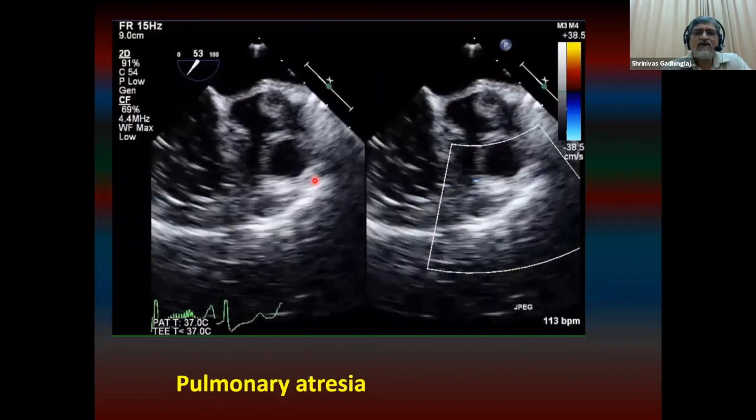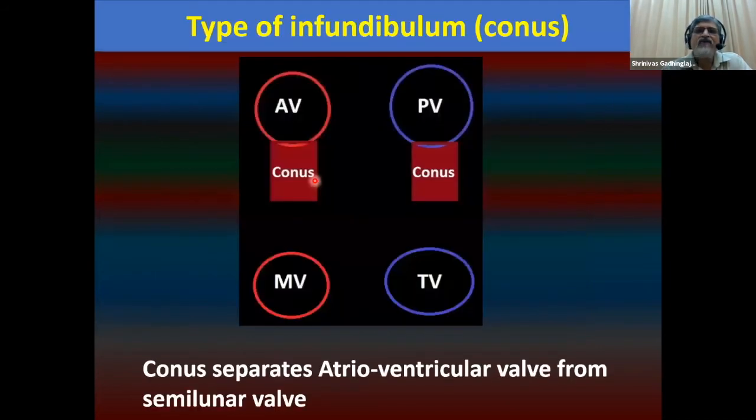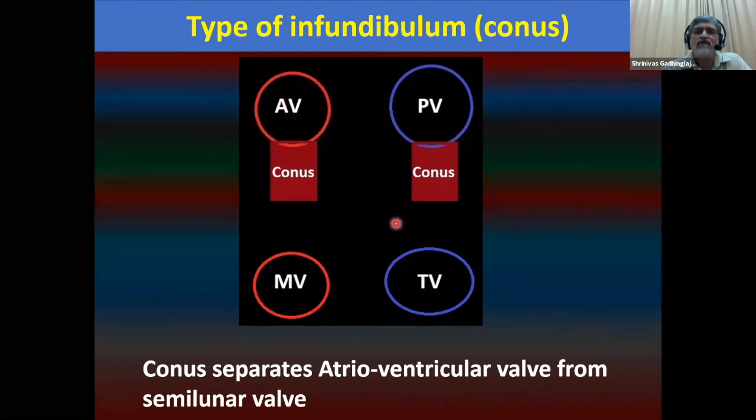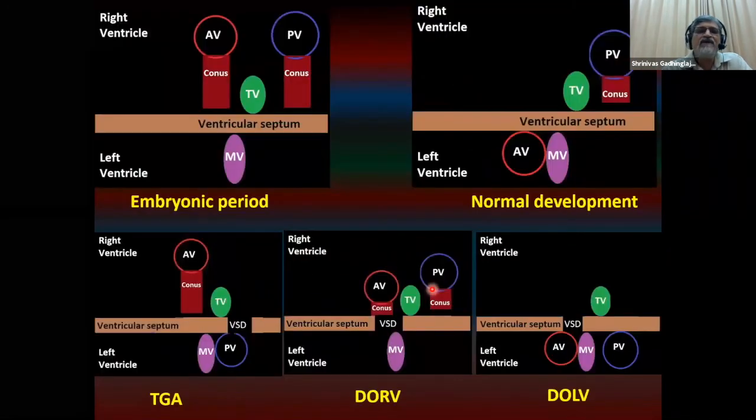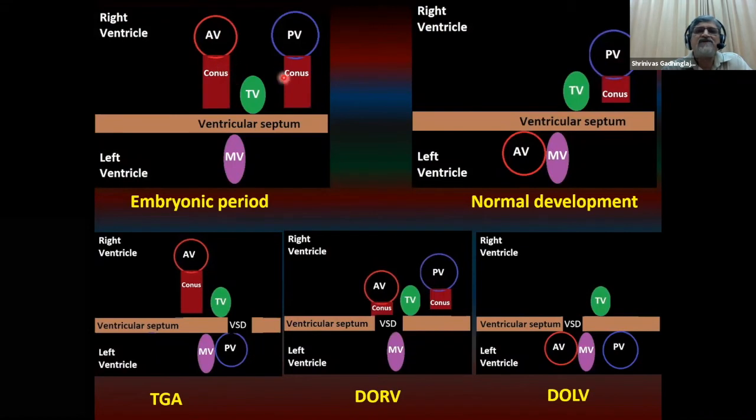Now, next is, what are the types of infundibulum? What is the infundibulum first? It's a muscular band which separates the atrioventricular valve from the semilunar valve. So all the semilunar valves will have one conus, called the subaortic and subpulmonary conus, which is normally present and separates the semilunar valve from the atrioventricular valve. Now, in the embryonic period, both the conuses are present. What happens during normal development? This is the right ventricle, this is the interventricular septum, and this is the left ventricle.